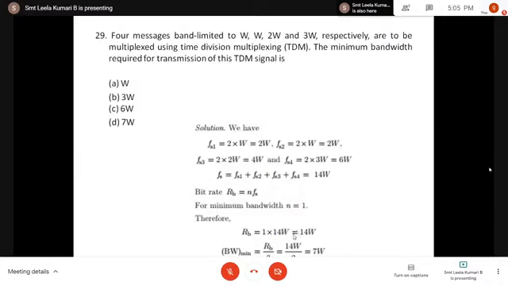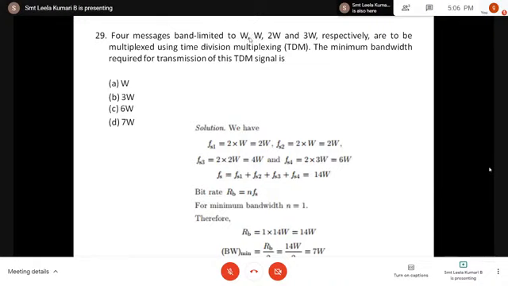For messages band limited to W, W, 2W and 3W respectively, to be multiplexed using time division multiplexing, the minimum bandwidth required for transmission of this TDM signal is. So again, each signal has to be sampled at least at the Nyquist rate.